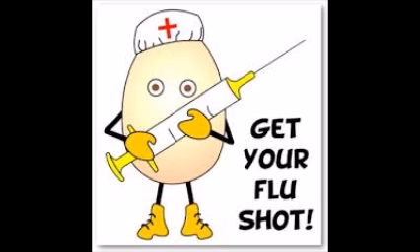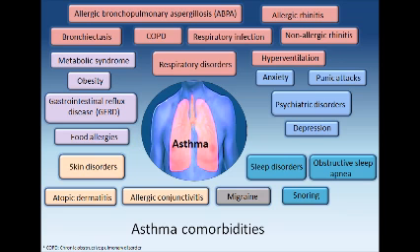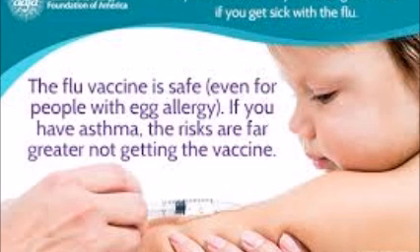Treat comorbid conditions. Consider especially allergic bronchopulmonary aspergillosis, gastroesophageal reflux, obesity, obstructive sleep apnea, rhinitis, sinusitis, and stress or depression. Recognition and treatment of these conditions may improve asthma control. Consider inactivated influenza vaccine for all patients over 6 months of age.